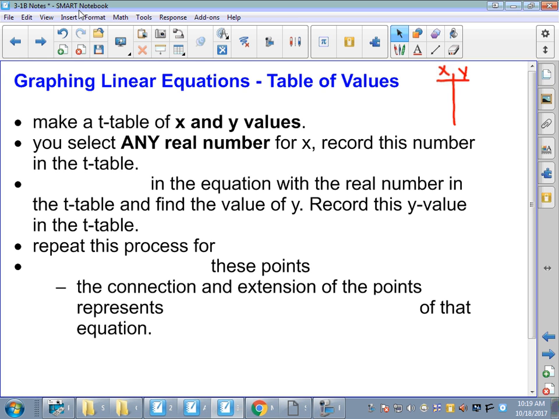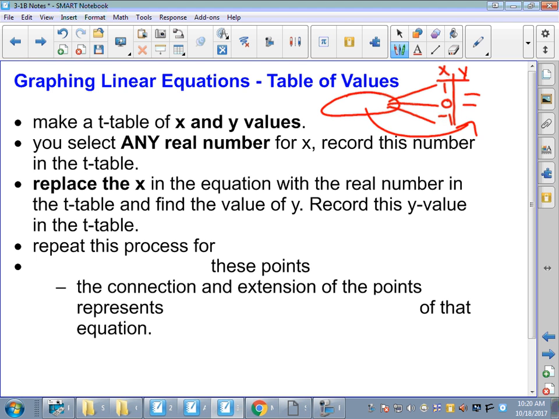When you use a t-table, you get to select any real number for the x value. You have a choice for the x value. You replace that x value into the equation. So a good three numbers a lot of times are 1, 0, -1, just right around the x and y axis. You take those values, you plug them into an equation, you figure out the equation, and it will spit out your new y values. You do not get to come up with the y values. The equation will decide the y values for you. You repeat this process for at least 3 times so that you have at least 3 ordered pairs. You can have more than that.